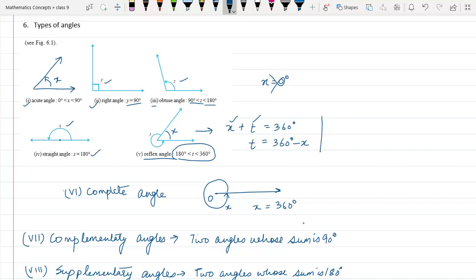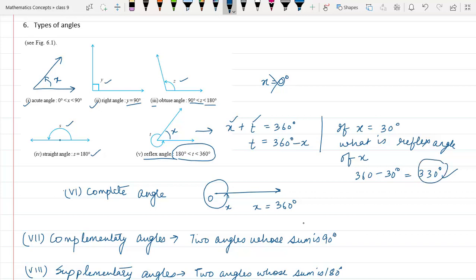So suppose a question comes that if x is equal to 30 degree, then what is t, or what is the reflex angle of x? So that means we have to take the complete minus x. So it will be given by 360 minus 30, that is equal to 330 degree. This is the reflex angle, and also we can observe and verify this is more than 180 but less than 360.